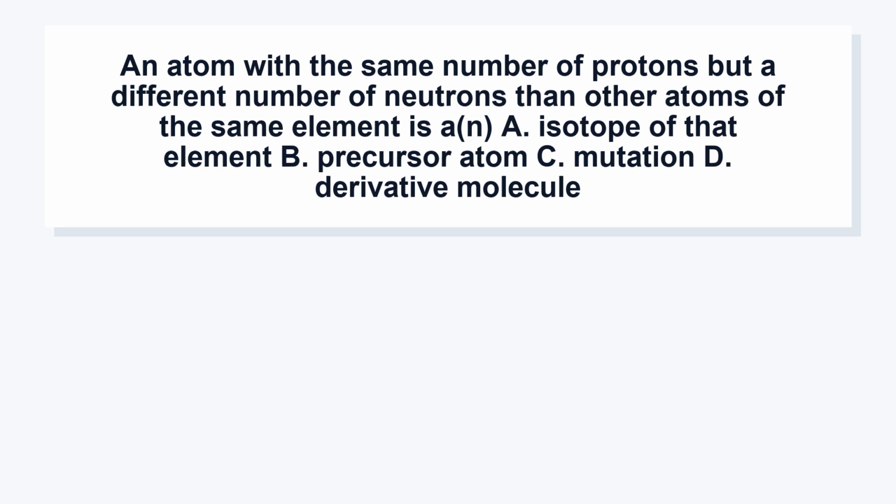An atom with the same number of protons but a different number of neutrons than other atoms of the same element is an A. isotope of that element. B. precursor atom. C. mutation. D. derivative molecule.